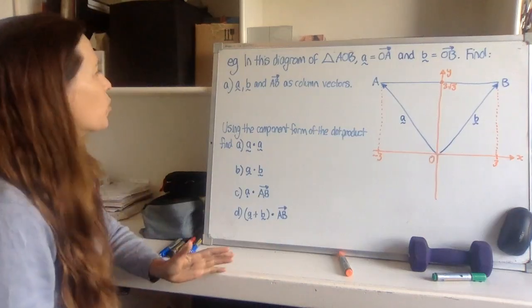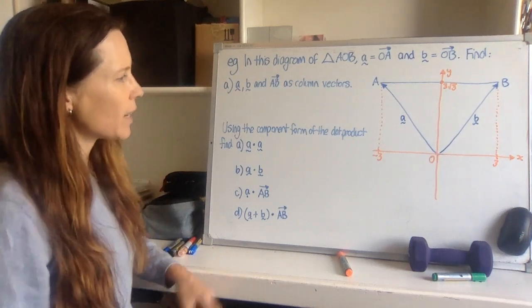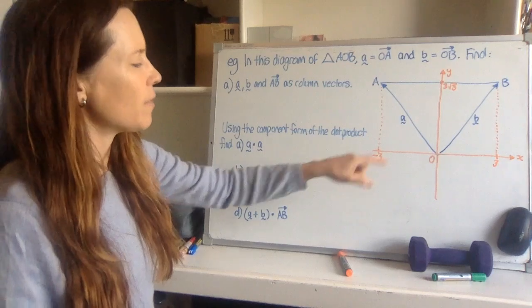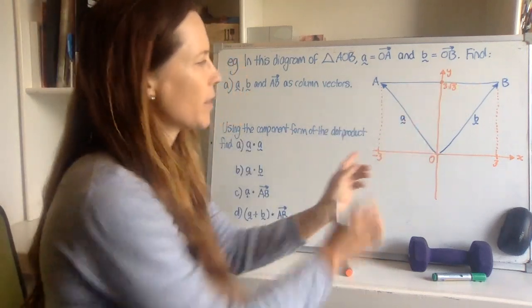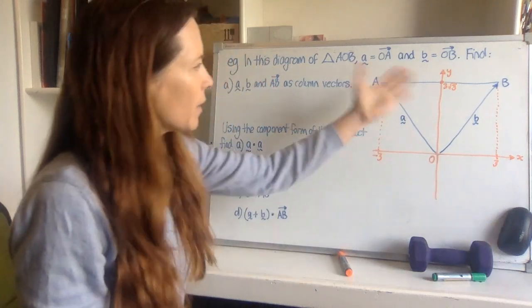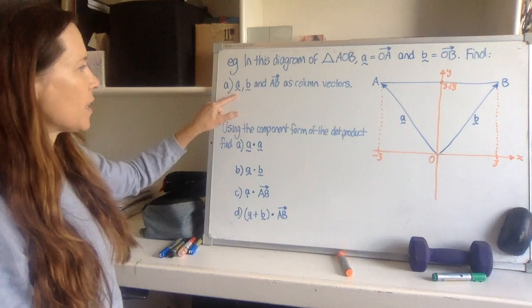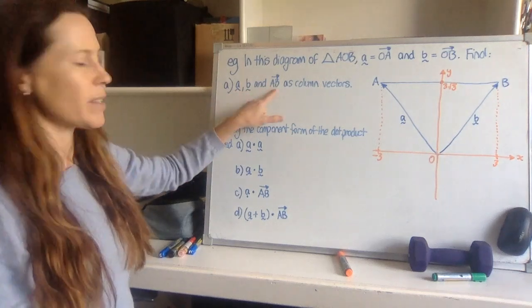And now an example. In this diagram of triangle AOB, vector A equals OA and vector B equals OB. So they're going out in that direction. We've got the points -3 and 3. We're on a Cartesian plane, and we've got the point 3√3 up here. So we need to start by finding all three of these as column vectors.